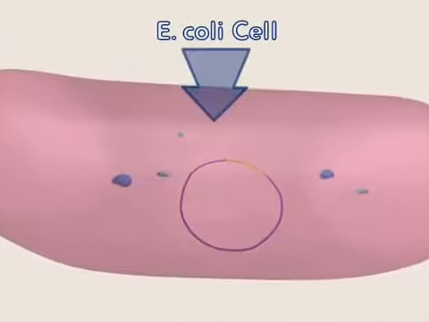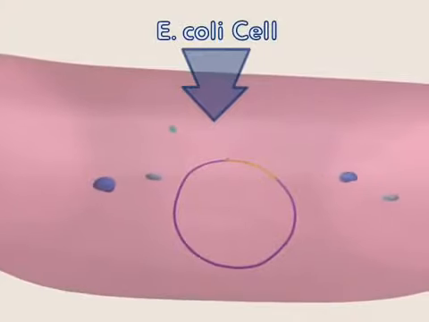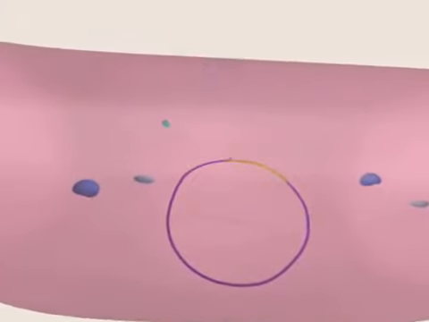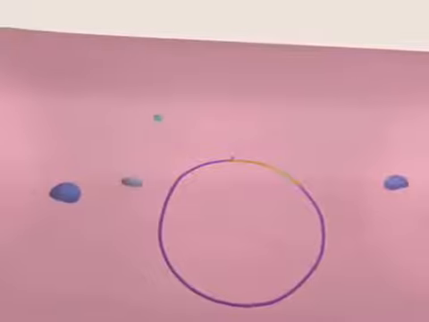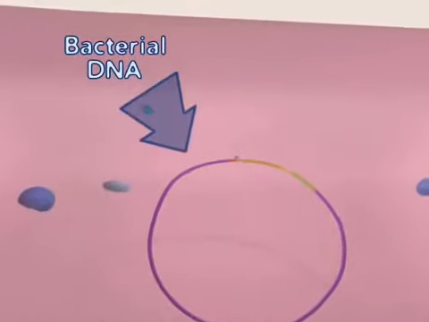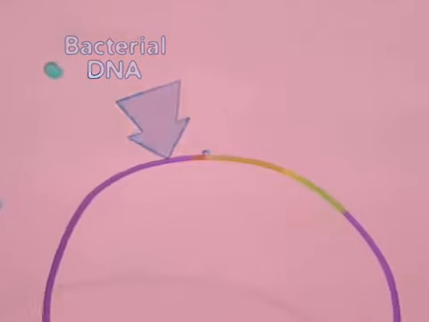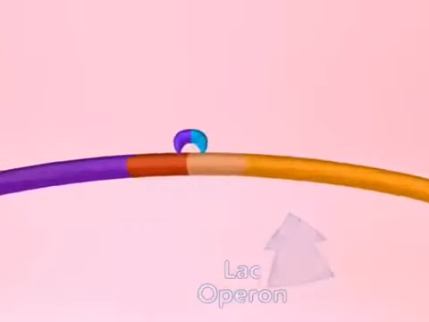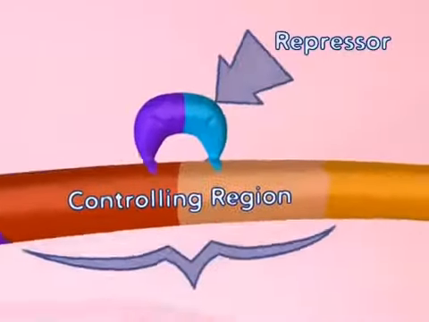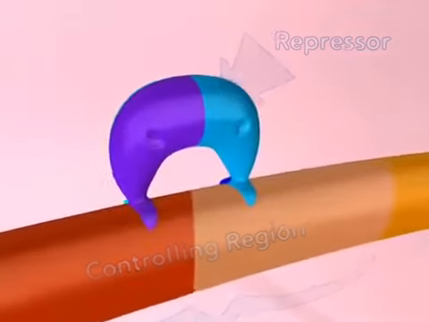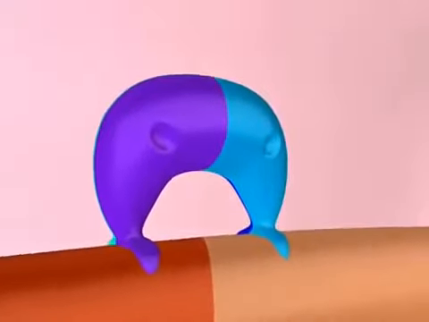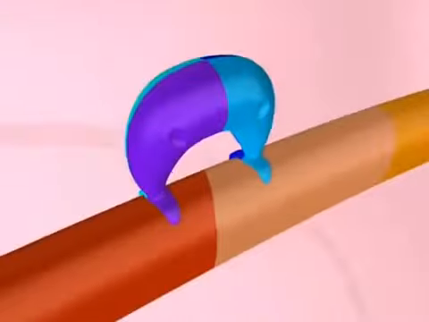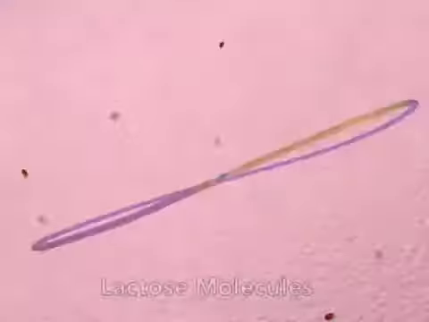Gene expression can be induced or turned on when a specific inducer molecule appears in a cell. For inducible systems, a repressor molecule prevents gene expression by binding to the upstream controlling region. Lactose is the lac operon inducer molecule.